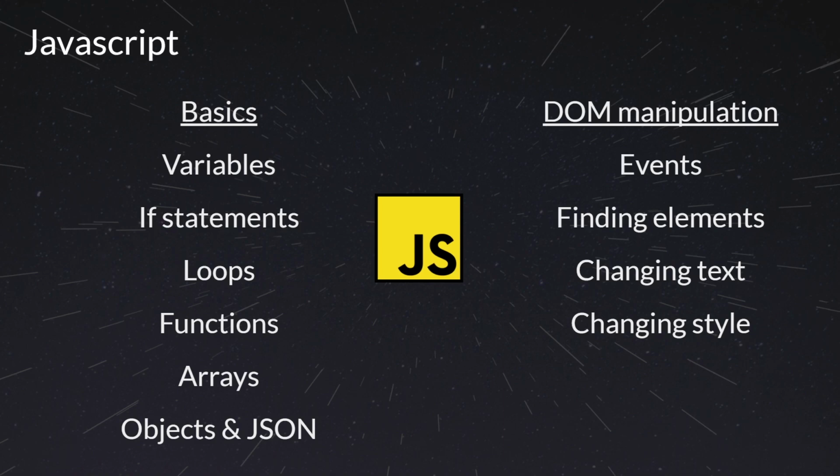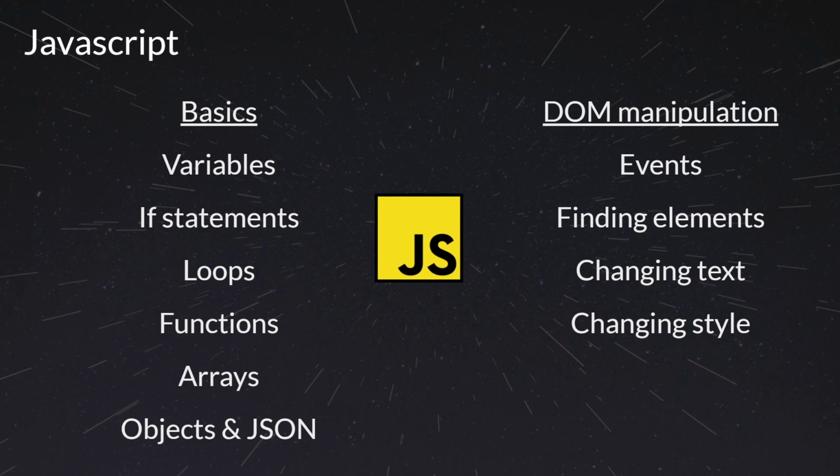Functions is how you group code together so you can execute them at a given moment, let's say when the user presses a button. Arrays, which is how you structure data in a list, so you can have multiple bits of data as a list structure, so you can loop through that list and do things based on every item in the list.